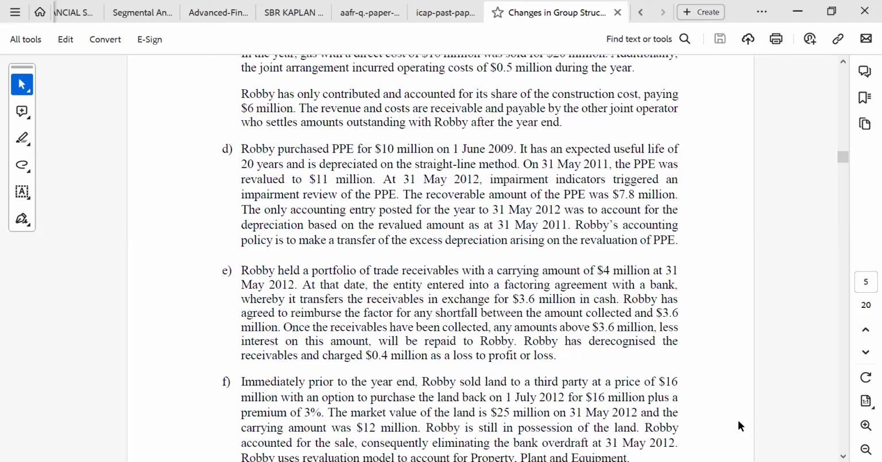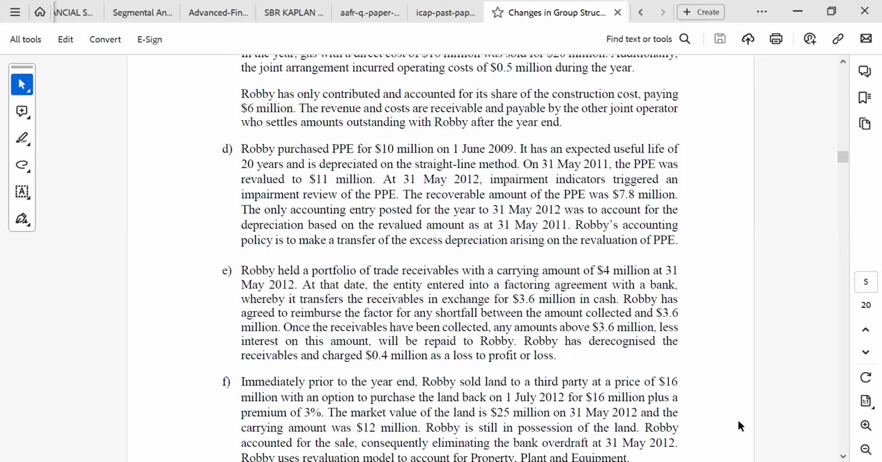Ruby has the right to additional consideration if the factor is able to collect all the money. But if it is factoring without recourse, whether I'm able to collect all the money, I will not give you anything again. But with factoring with recourse, the entity will have the right to additional cash flows if they are able to collect the money within a specified period.